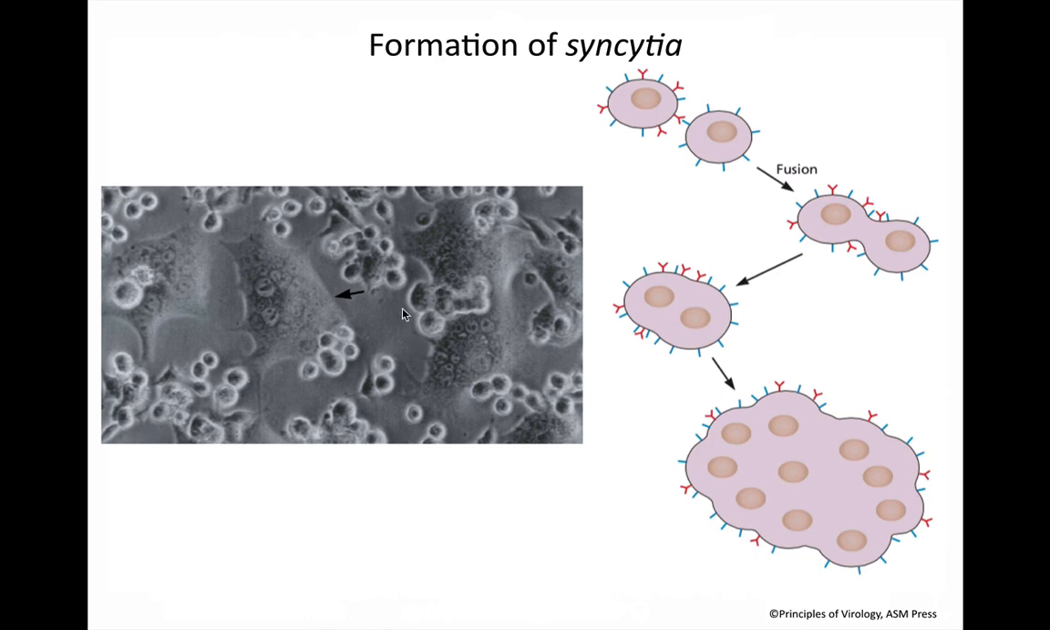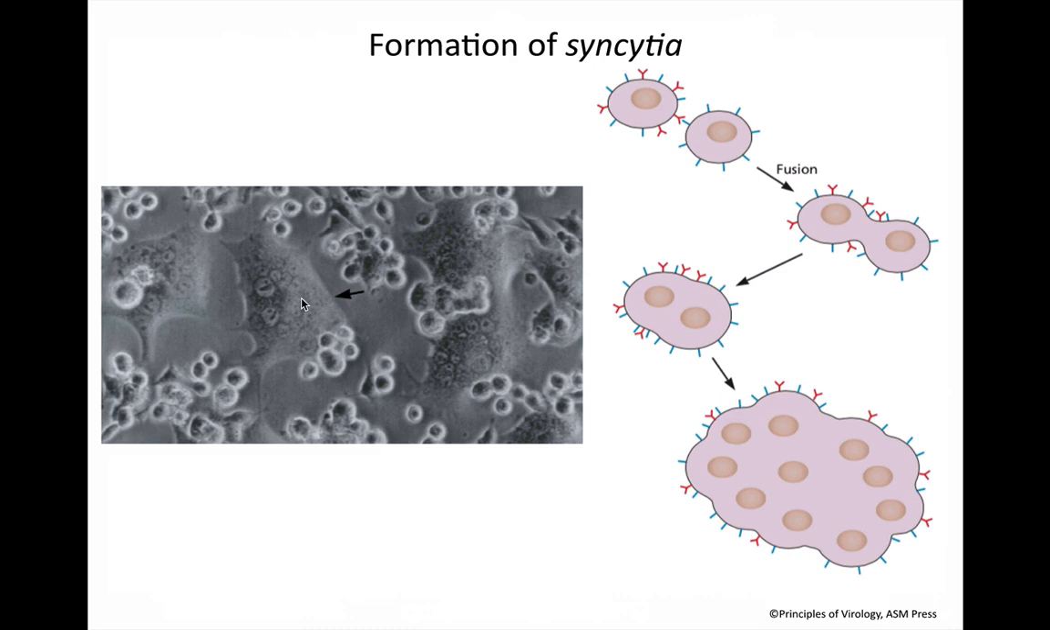And on the left is a photograph of an actual syncytium observed in cell cultures. You can see individual cells and syncytia. And this is a culture that's been infected with measles virus, which causes the cells to fuse. And you can see these large cells, the syncytia, have many nuclei in them. One is pointed out by this arrow.